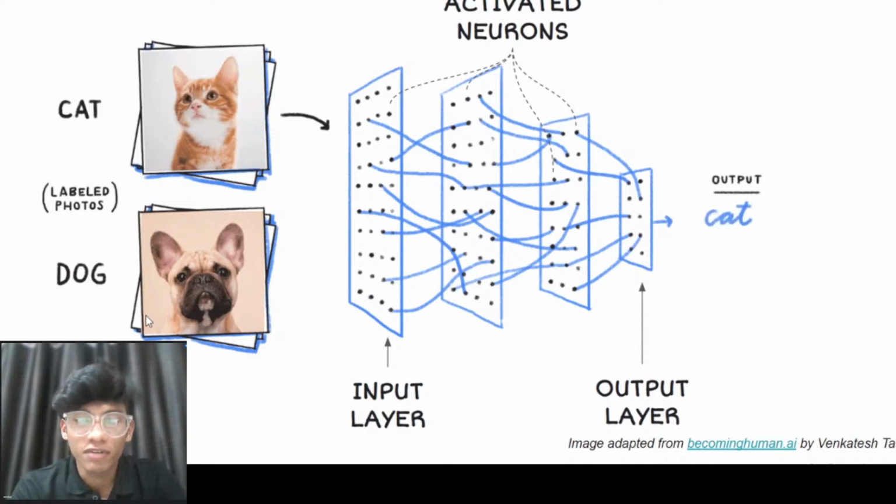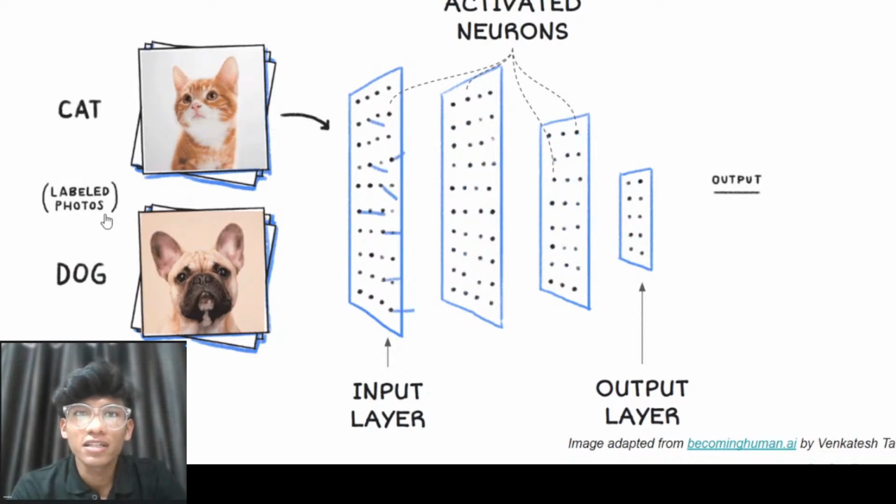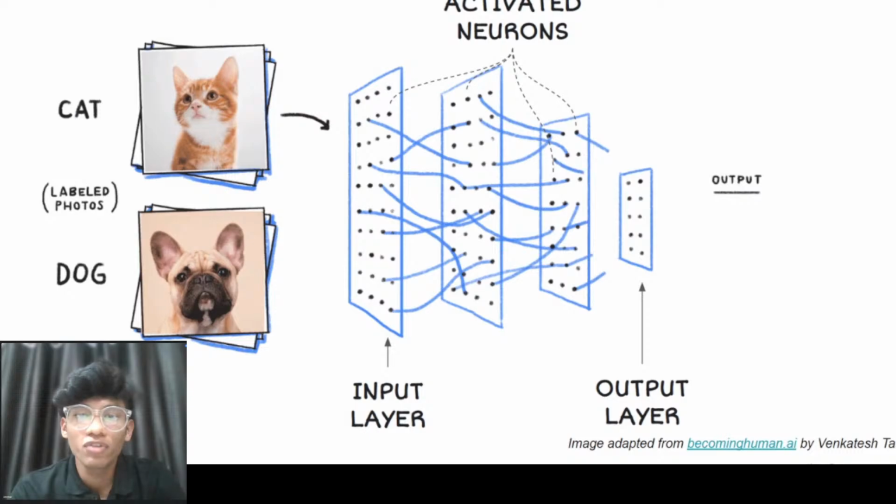What is a neural network? A neural network is basically a mathematical function which maps the input to a desired output.